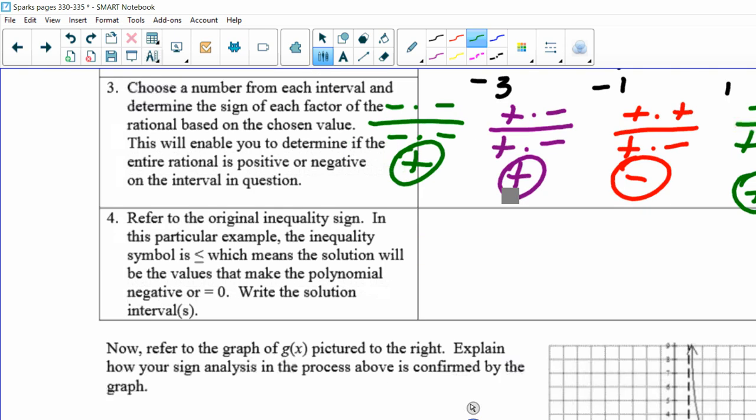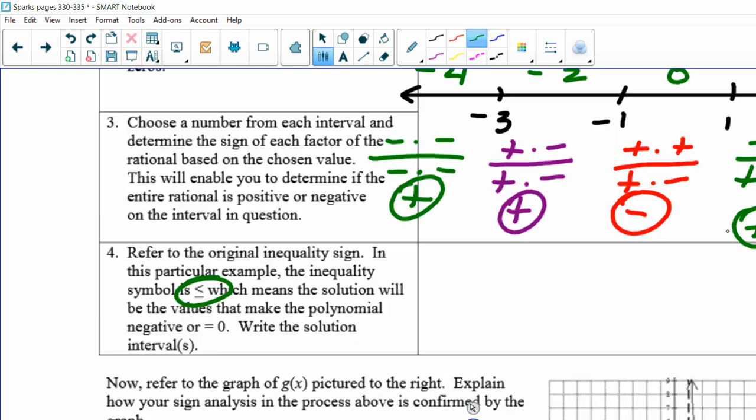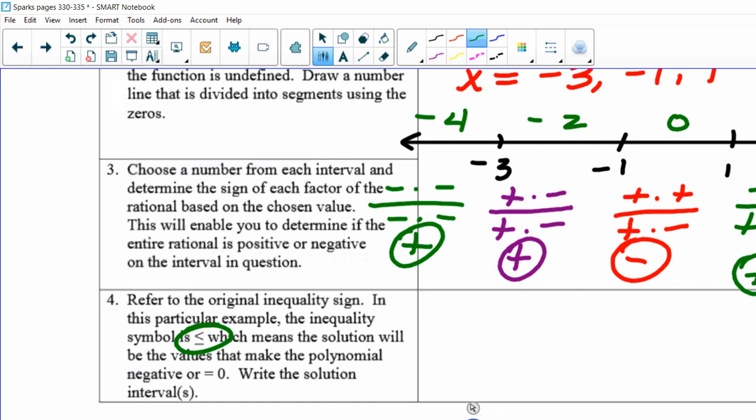Now let's look at step 5. Refer to the original inequality. In this particular example, that's the less-than-or-equal symbol, which means the solution will be the values that make the polynomial negative or 0. Yes? What intervals make this rational function negative? Between -1 and 1. Now we got to talk about the endpoints, our critical numbers.